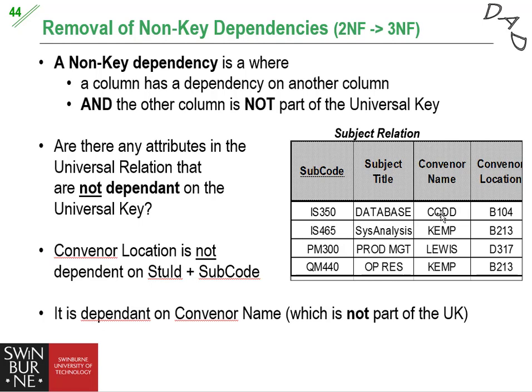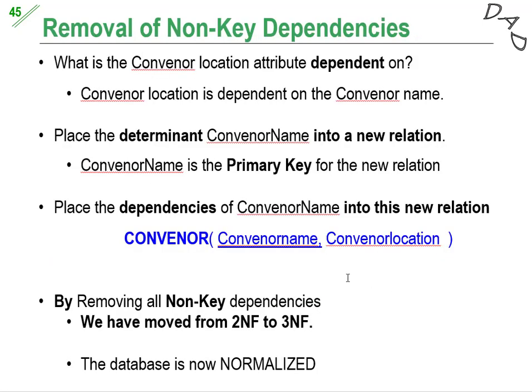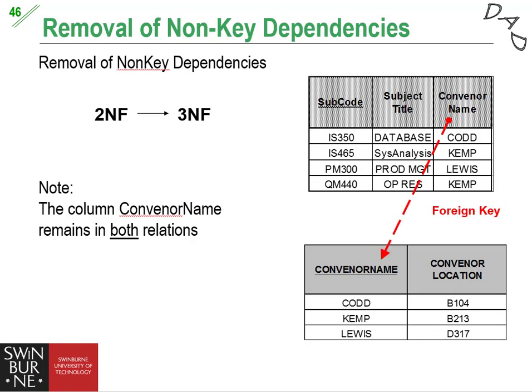Or in other words, let's put it the other way around. Convener location is determined by the convener name. So if you know the convener name, we can identify which location he or she belongs to. That means we can open another entity called convener, and then I can take that convener location from that table and put it here and duplicate the convener name. Now we have removed the non-key dependency. Do we have any other non-key dependencies? No.